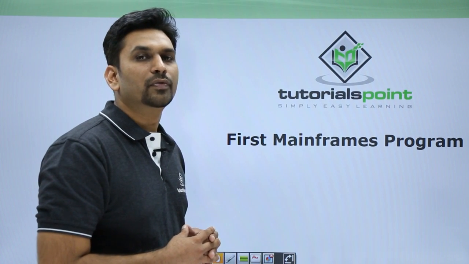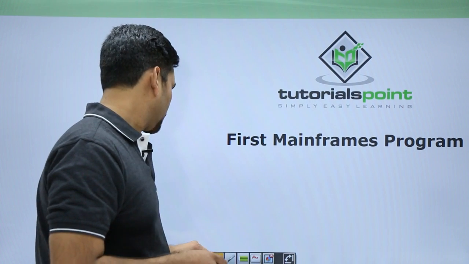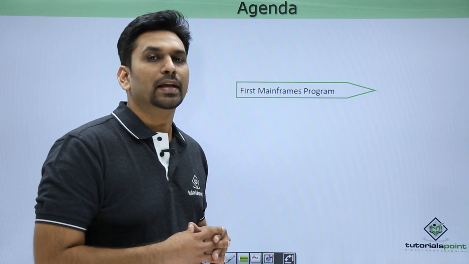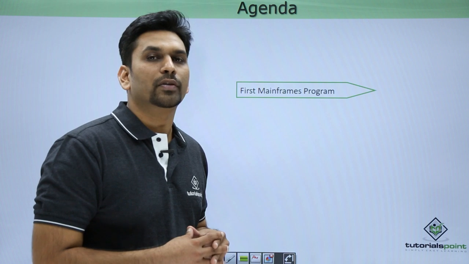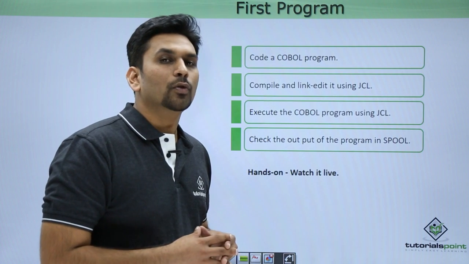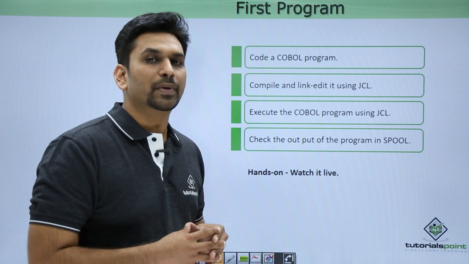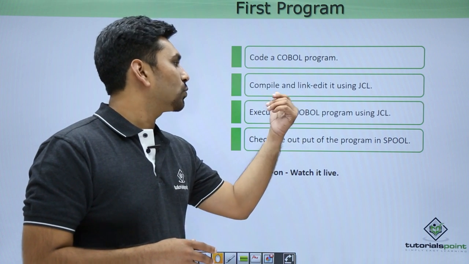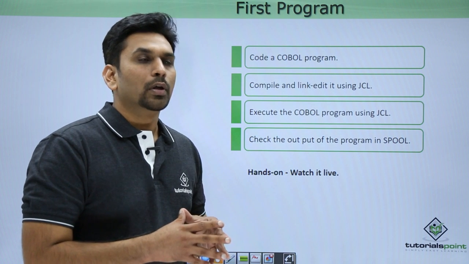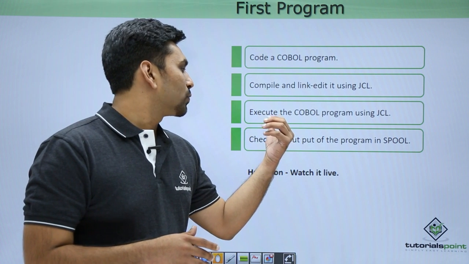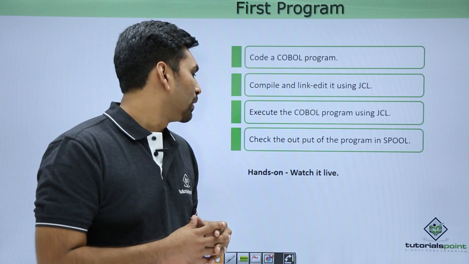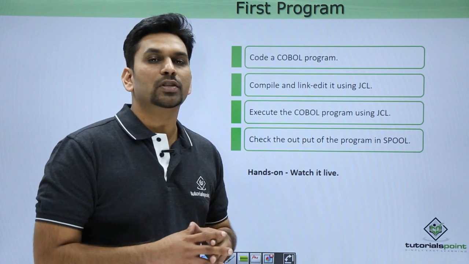In this video, we will see first mainframe program. Now we have a simple agenda. In this, we will first code and then execute the COBOL program on mainframe platform. Now these are the steps. First of all, we need to code a COBOL program in any of the PDS members. Then we use JCL to compile and link edit it. The output of this JCL will be a load module. Then that load module will be used by another JCL which is used to run the COBOL module. Then check the output of the program in spool.